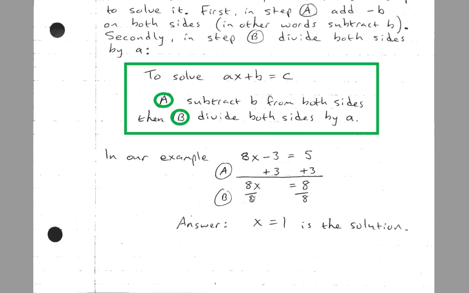And then step B, divide both sides by 8. Since there's an 8 multiplying the x, we want to get 1x. So x is equal to 8 over 8, that's 1. Alright, so those are the two steps. We looked at examples last time. And we can check that 1 works. If you put in 1 here, 8 times 1 minus 3 is equal to 5.